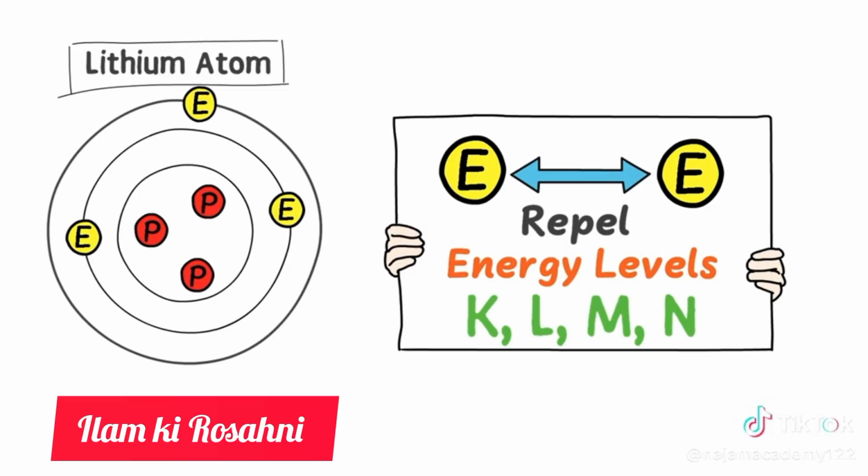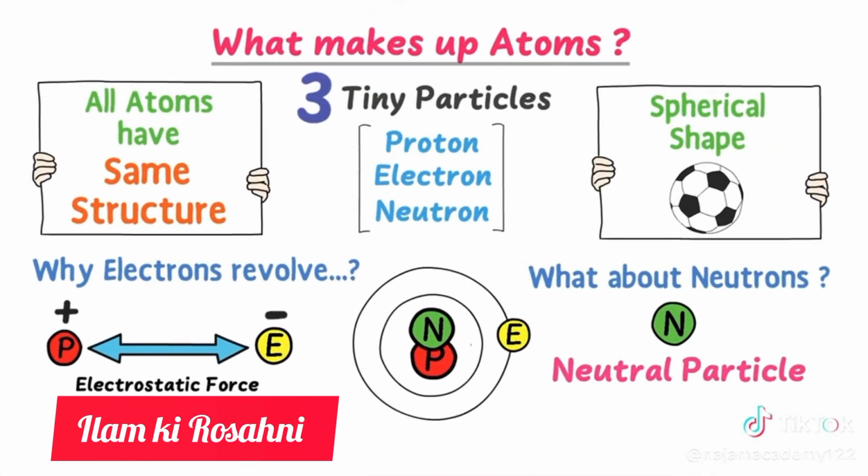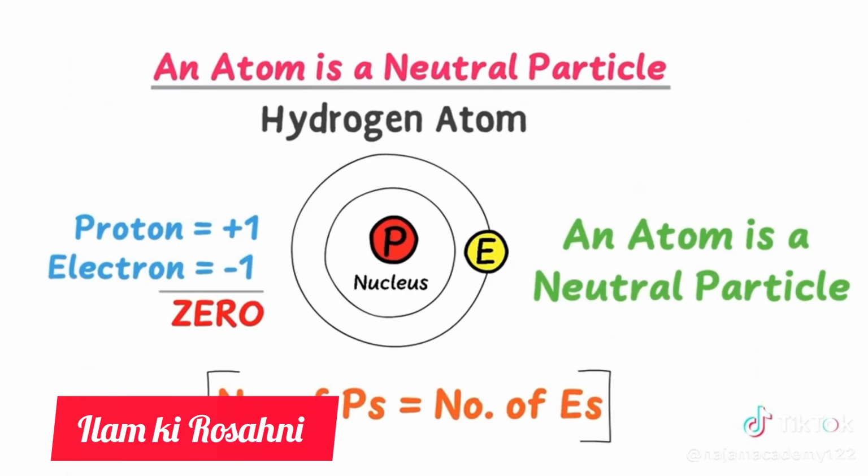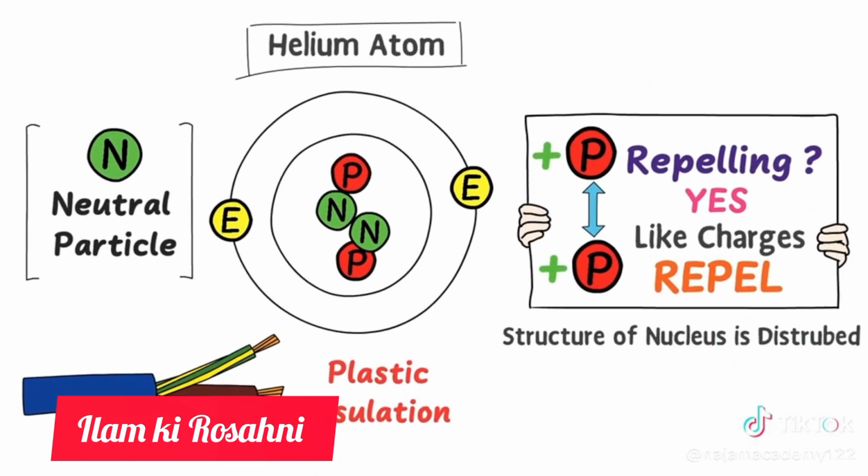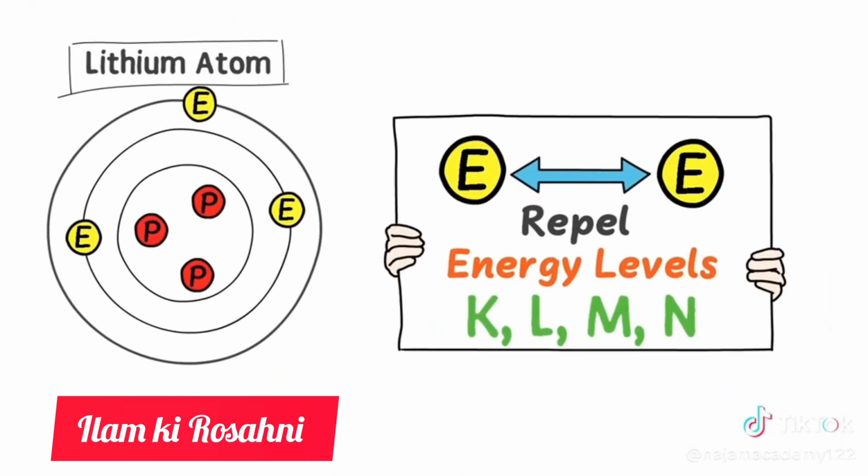To summarize my lecture, we learned that an atom is made up of 3 tiny particles, proton, electron and neutron. Secondly, we learned that an atom as a whole is electrically neutral because the number of protons is equal to the number of electrons. Thirdly, we learned that neutrons minimize the internal repulsion among protons in the nucleus. Finally, we learned that an atom consists of many shells to reduce the internal repulsion among electrons. This was all about atomic structure, proton, electron and neutron.